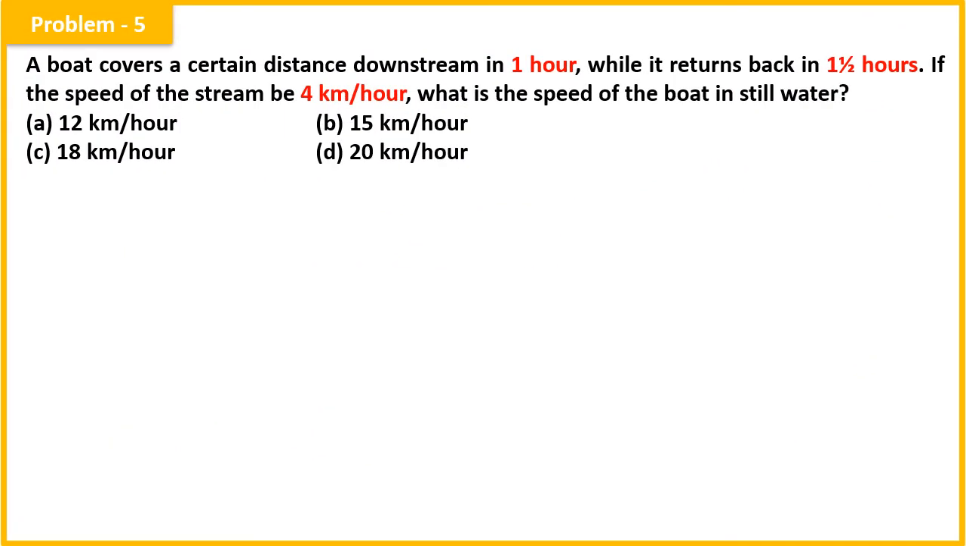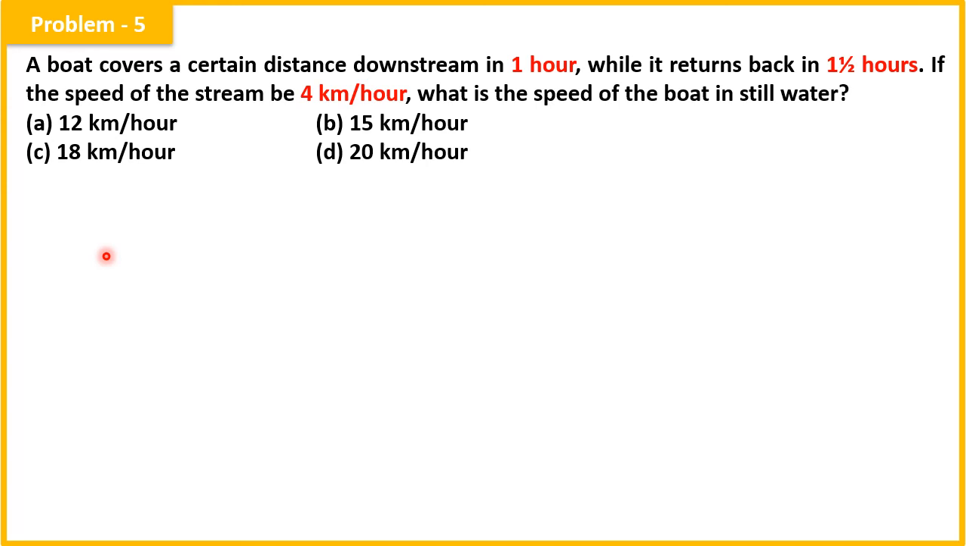Problem 5. A boat covers a certain distance downstream in 1 hour while it returns back in 1.5 hours. If the speed of stream is 4 kilometers per hour, what is the speed of boat in still water? So here W is given as 4 kilometers per hour and we need to calculate the speed of boat in still water means B. Okay. Timing for downstream is given as 1 hour and time for upstream is given as 1.5 hour.